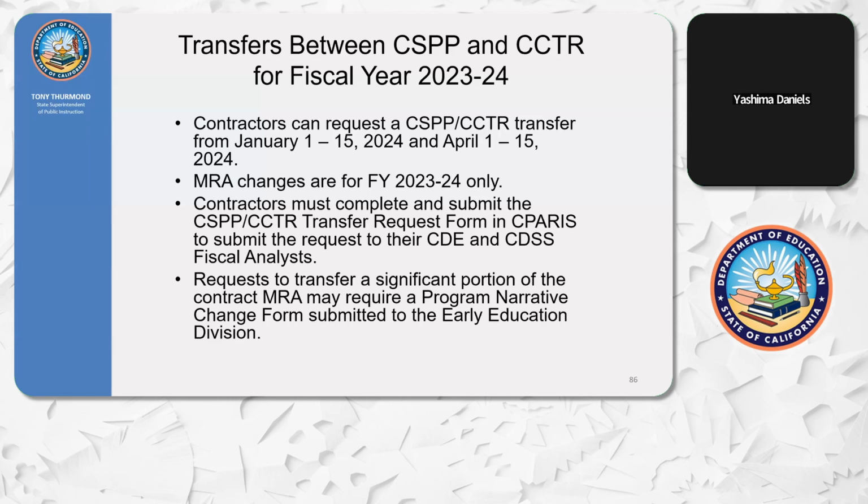In order to request a transfer, contractors must complete and submit the CSPP transfer request form, which is in CPARIS, to submit the request to your CDE analyst. And then you will also need to submit a transfer request for the corresponding CCTR contract, which you will submit to your CDSS fiscal analyst. Requests to transfer a significant portion of the contract MRA may require a program narrative change form submitted to the Early Education Division.